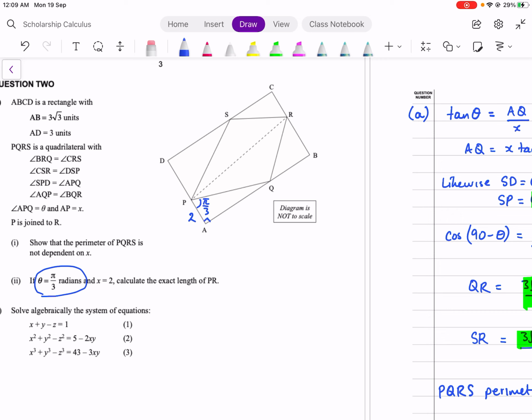And we've got different ways in which we can find the length of PR. We could find the length of PQ here, find the length of QR, find this angle here, and then use the cosine rule to find PR. So let's have a look at doing that.